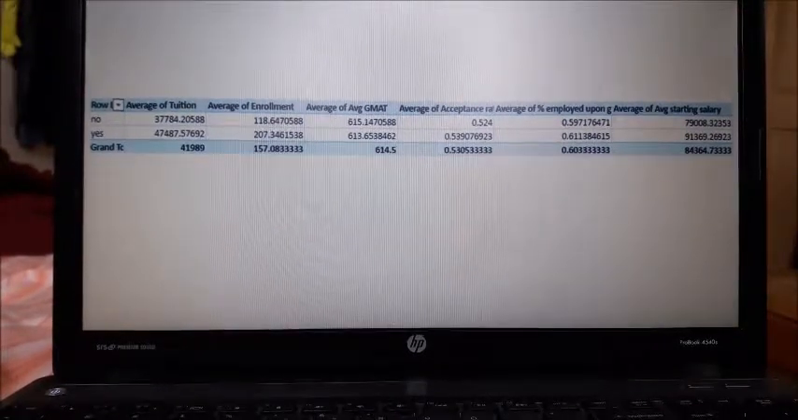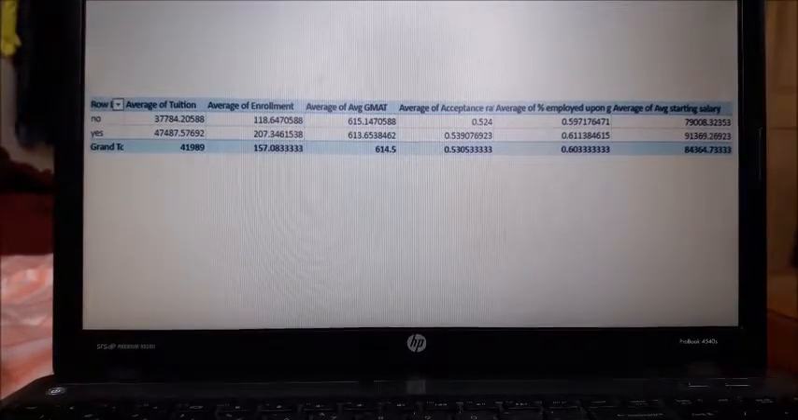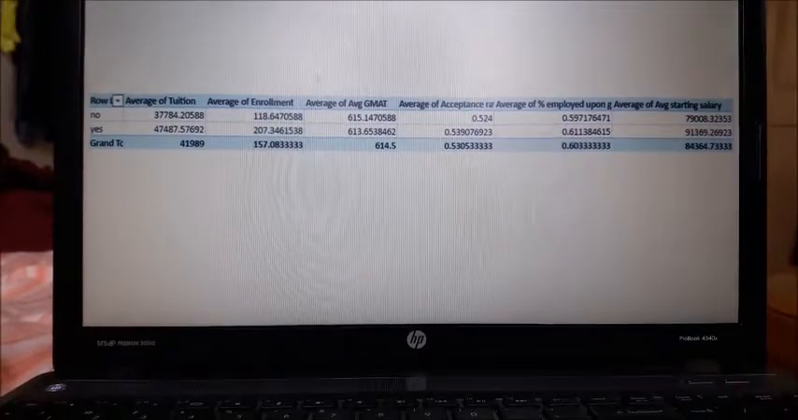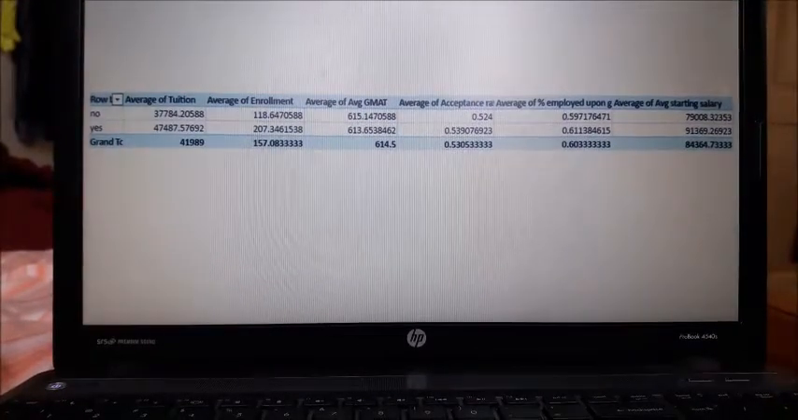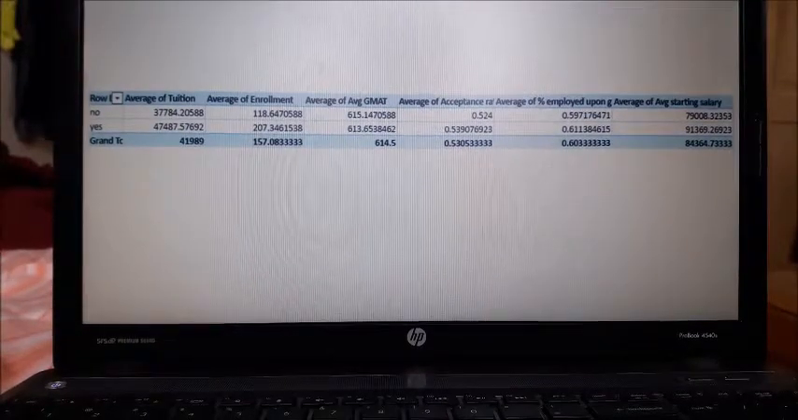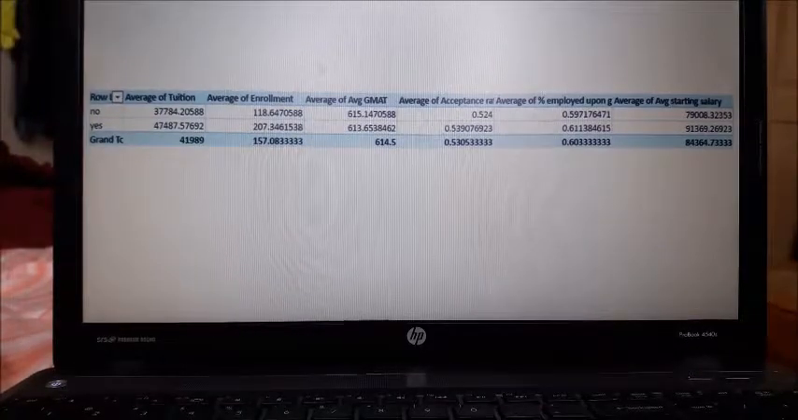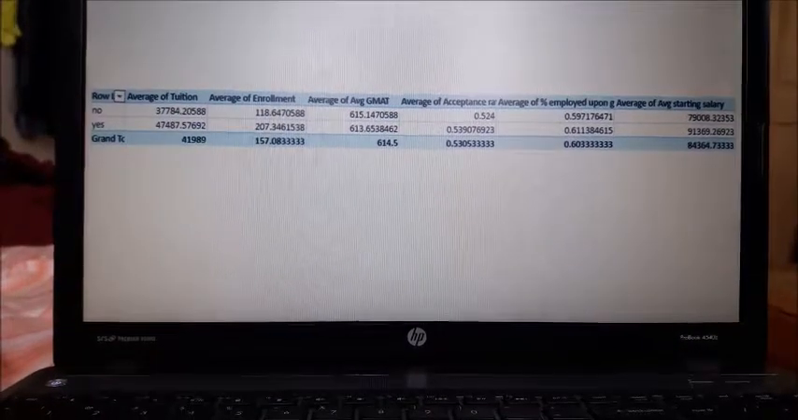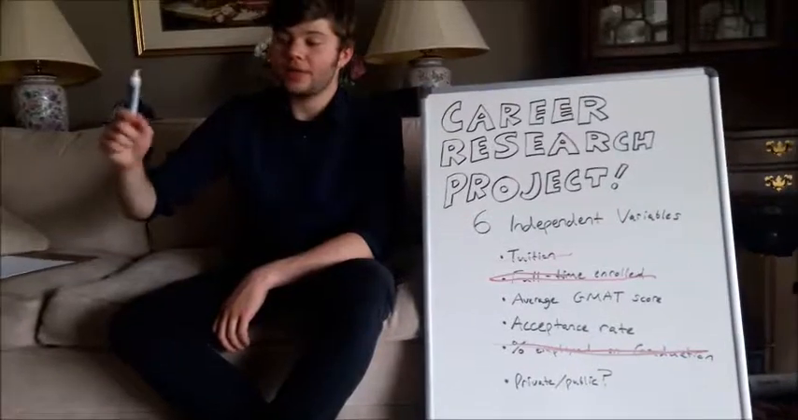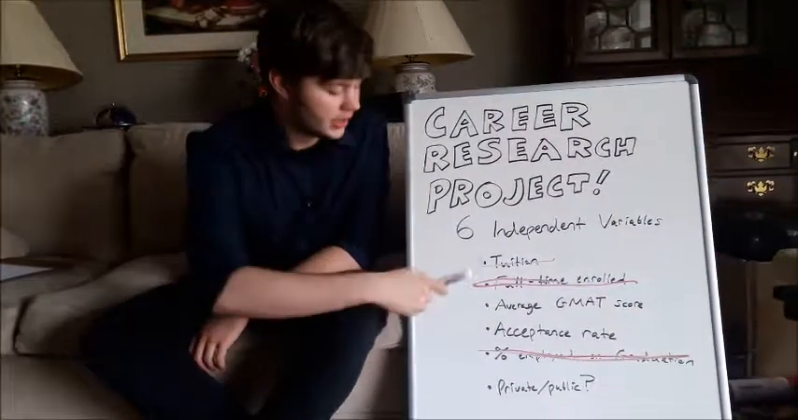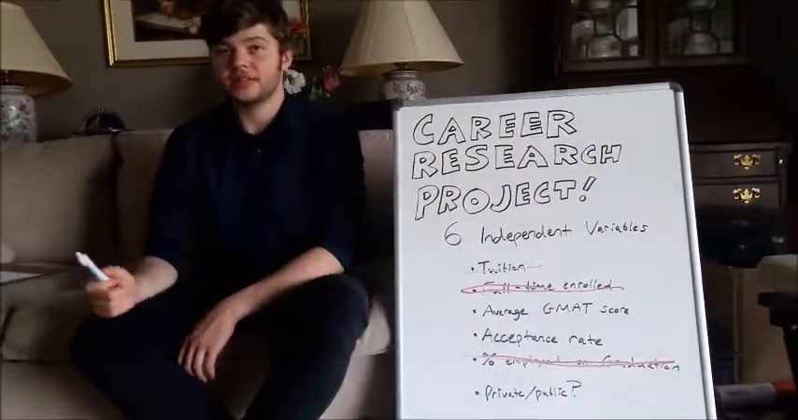the size, the average GMAT score is actually slightly lower for private schools, the average acceptance rate is actually slightly higher, which is a bad thing, the average percentage employed upon graduation is higher, and the average starting salary is a whopping 12 grand greater. So that is what I'm interested in, so it looks like a private school would be the way to go. We were able to see the relationships between these 6 variables and average starting salary.